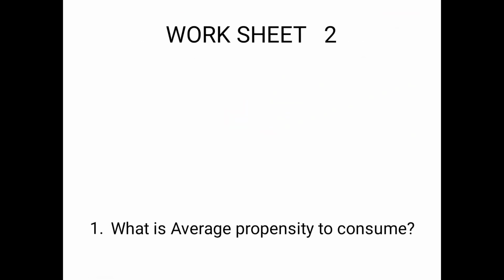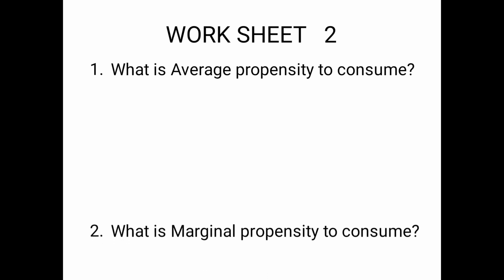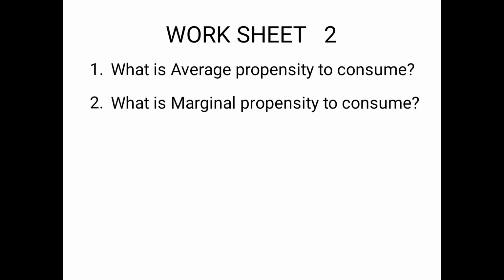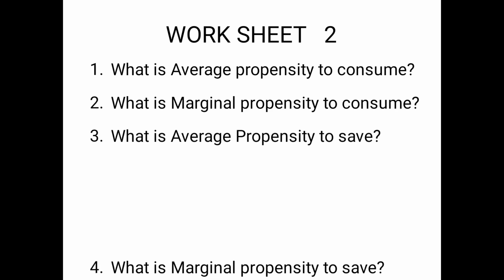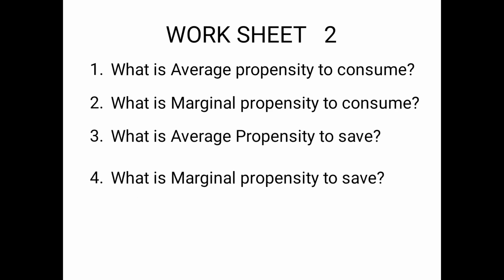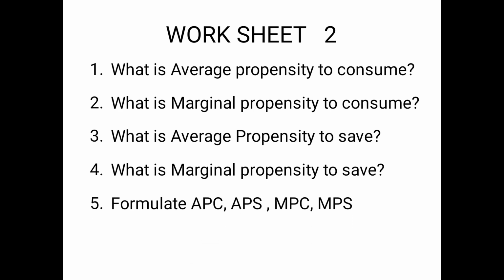Now you have a worksheet. What is average propensity to consume? What is marginal propensity to consume? What is average propensity to save? What is marginal propensity to save? Write a formula for APC, APS, MPC and MPS.